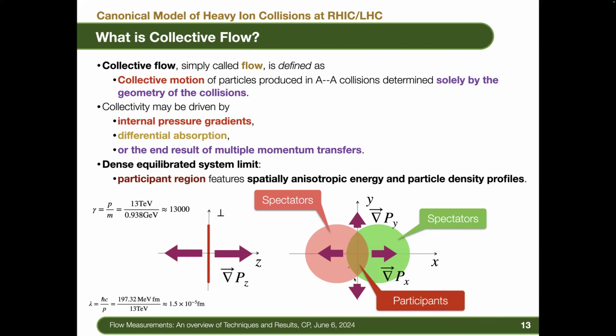So by the time this medium is formed, the spectators have gone out of the picture. They're gone down the beam pipe, so to speak. And so we are left with this overlap here, this almond-shaped overlap. And as I said, this overlap has a very high density and pressure gradient, and so it will expand longitudinally as well as transversely. And so this is one of the sources of collectivity of flow, the internal pressure gradient.